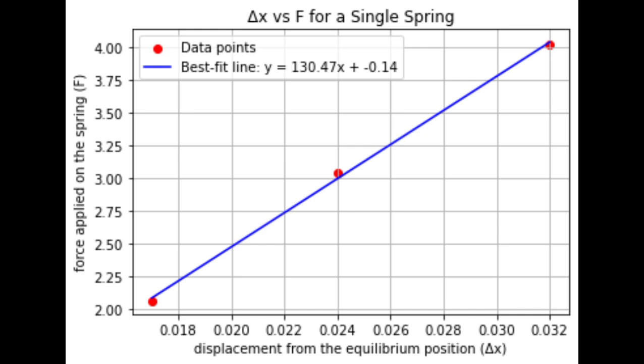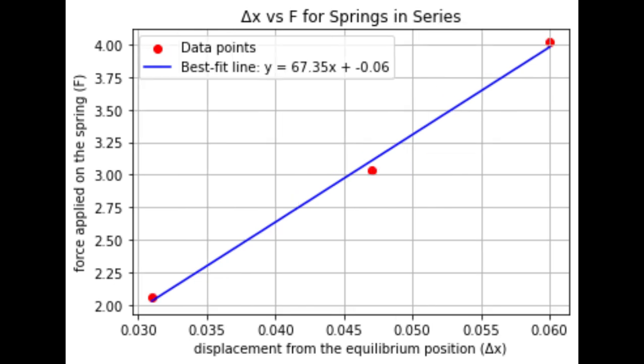Then, I plotted the force applied on the spring versus displacement graph for each table using PHYS101. The slope of the best fit line of the graphs gives the effective spring constant K for each configuration.